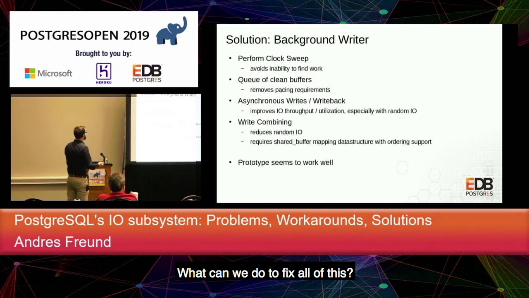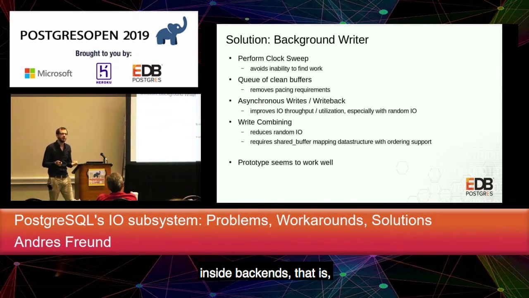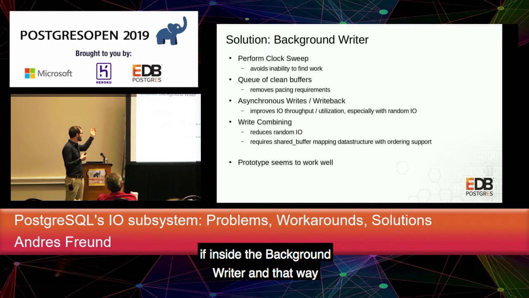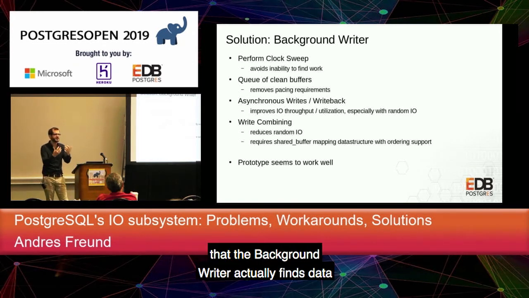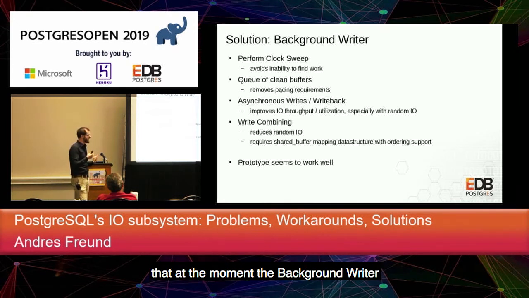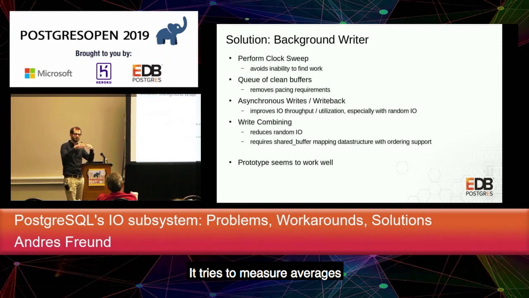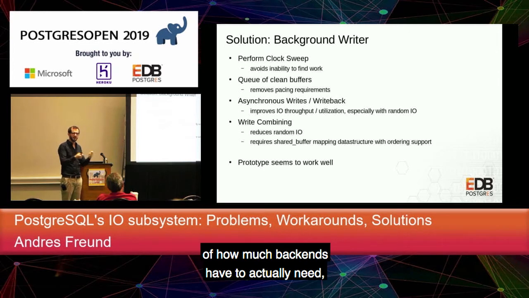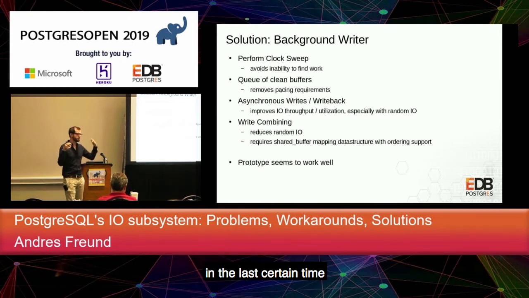What can we do to fix all of this? We can make the clock sweep also be performed inside the background writer. And that way, we can be more certain that the background writer actually finds data to work with. The other problem is that at the moment, how fast the background writer should go is very complicated logic. It tries to measure averages of how many buffers backends have actually replaced in the last certain time, and it barely ever works.